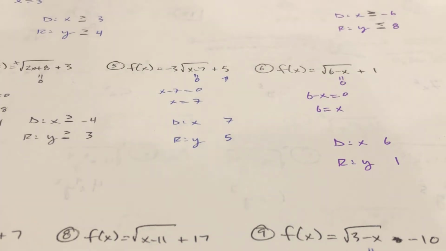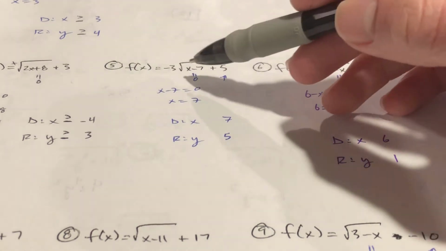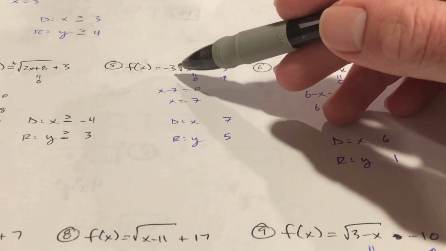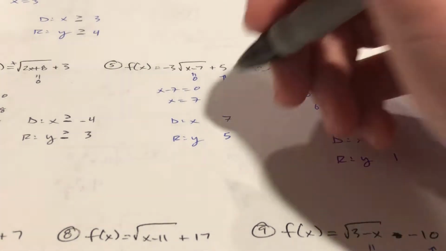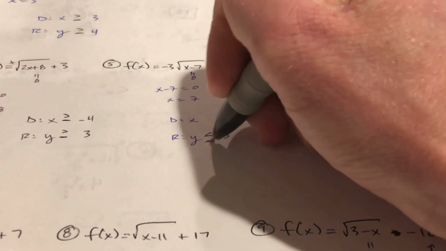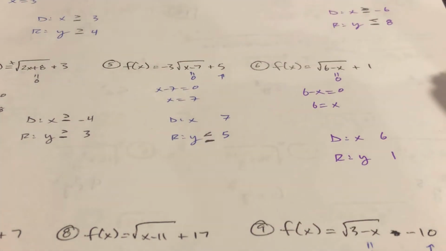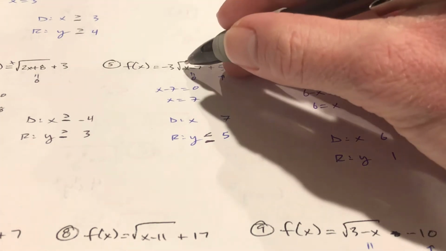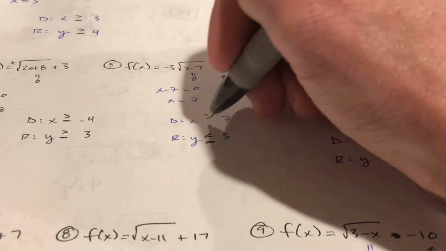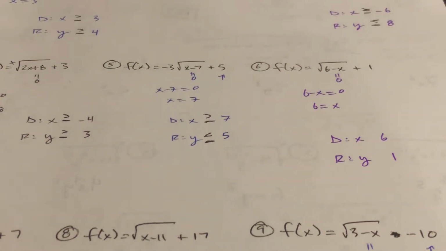Number 5 here, we are on page 10 of your 6.1-6.4 game plan. You have a negative on the outside. That means that as x gets bigger, y gets smaller. The range can be y less than or equal to 5. You have a positive x on the inside, so x is greater than or equal to 7.